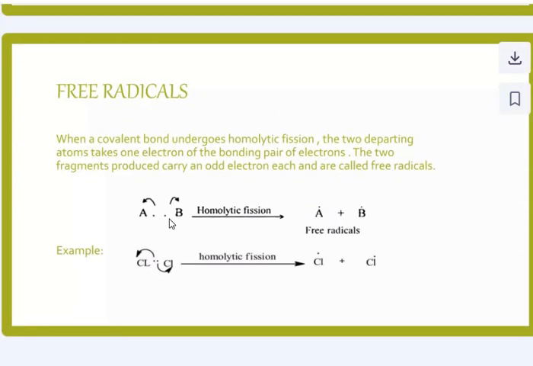You can see here A and B homolytically fission give the free radicals. Here is the example. When a covalent bond undergoes homolytic fission, the two departing atoms take one electron of the bonding pair of electrons. The two fragments carry an odd electron each and are called free radicals.